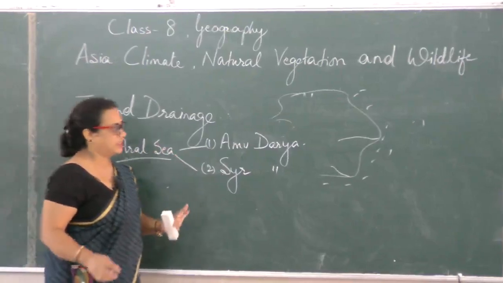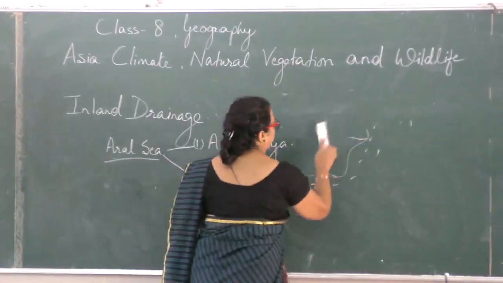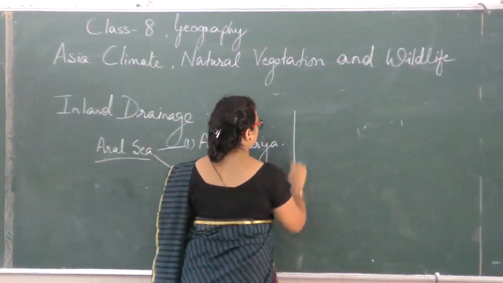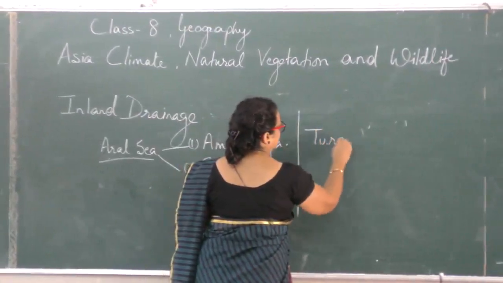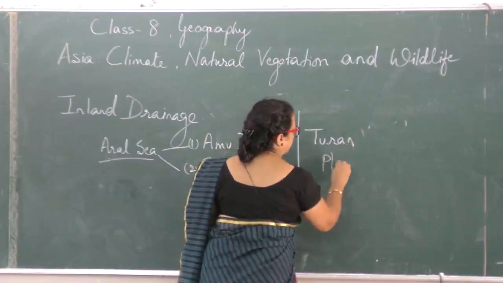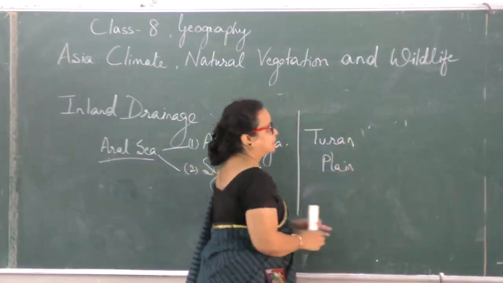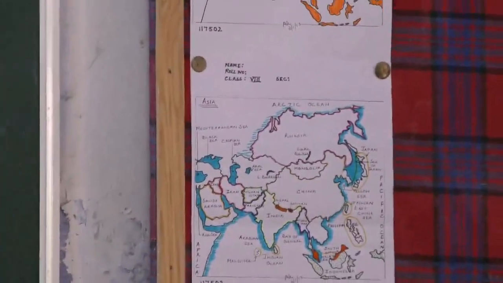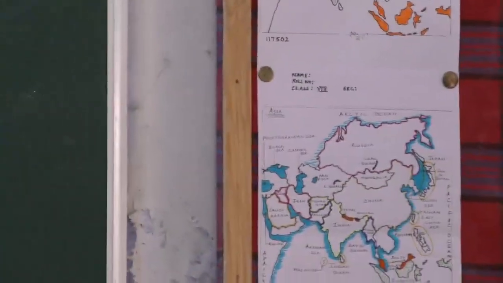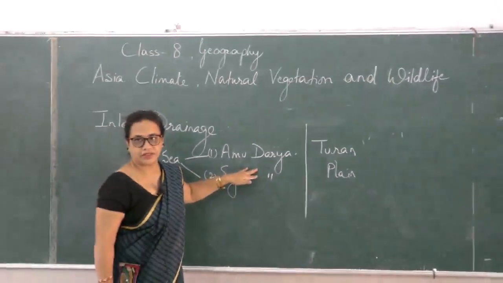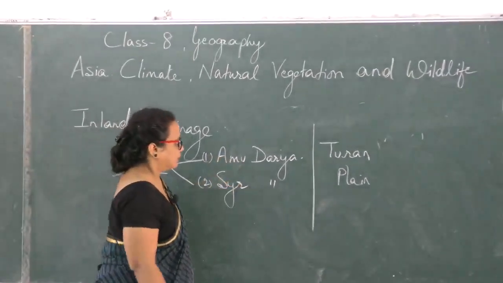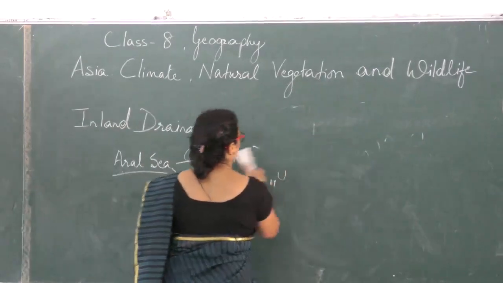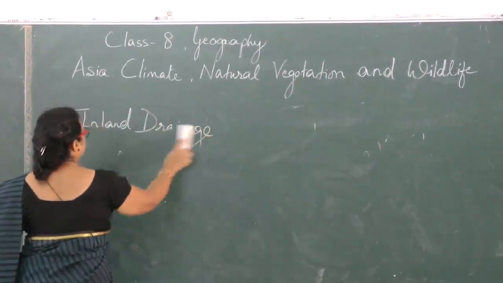This inland drainage is located in the Turan plains. Remember I told you about the Siberian and the Turan plain? The whole of the northern region is divided into two parts, plains, clear? The southern part is the Turan plain, and there we find this inland drainage. Okay? Then, one more thing before we move into the climate chapter.